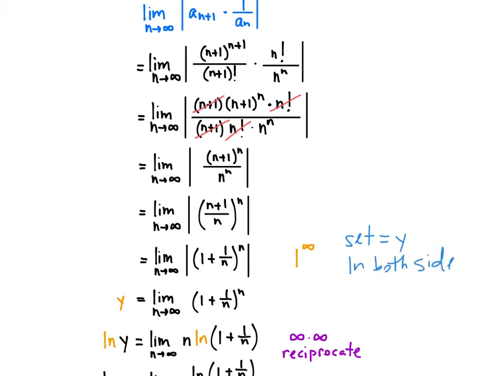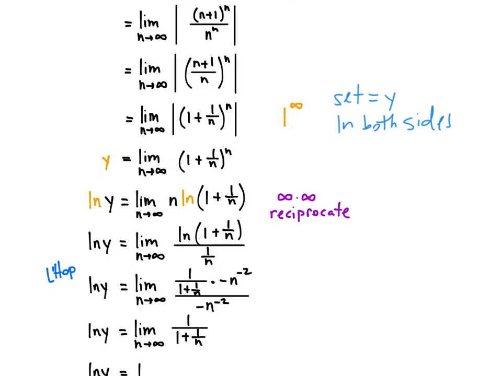Okay. So as we go through, we're going to set this equal to y, and then take the ln of both sides, moving that n power in front. Now, this is a scenario where it's infinity times 0, so we have to move and reciprocate. I'm going to move the n to the denominator, and it's going to become 1 over n because we have to reciprocate. All right. So at this point, we can also forget about the absolute value bars.